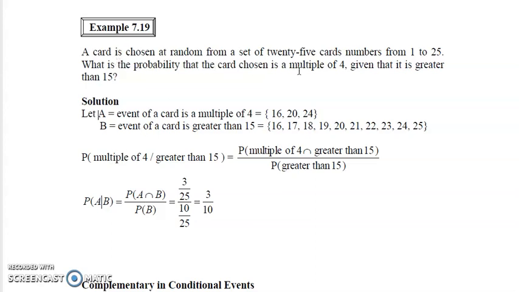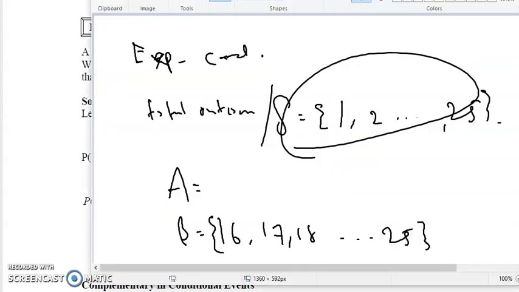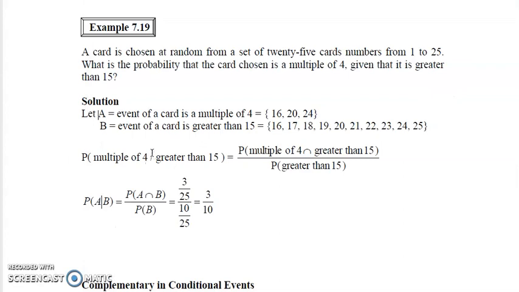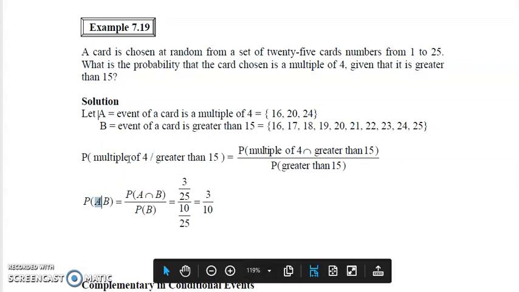Probability that the card chosen is a multiple of 4, given that... okay, this should be written as a long line, not a slash like this. Okay, it should be probability, and then here, it should be this one, not this. So you can see from here, it should be a long line like this. The multiple of 4 given that greater than 15.